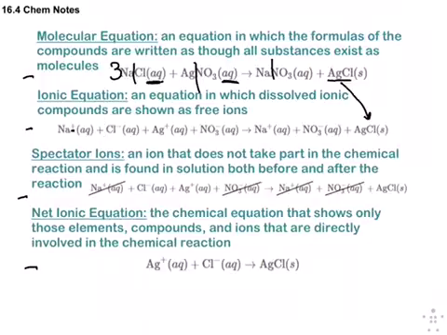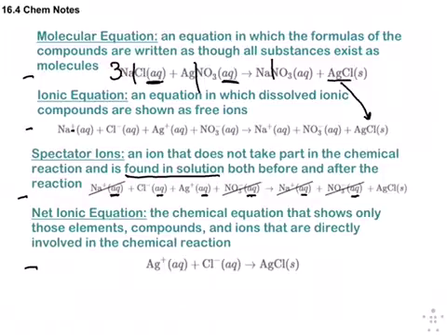Then we have to remove the spectator ions. The spectator ions are the ions that do not take part in the actual chemical reaction and is found in solution both before and after the reaction. What I mean by found in solution means that it has this AQ by it. So when you are looking for spectator ions, you only look at the ions that have the AQ.